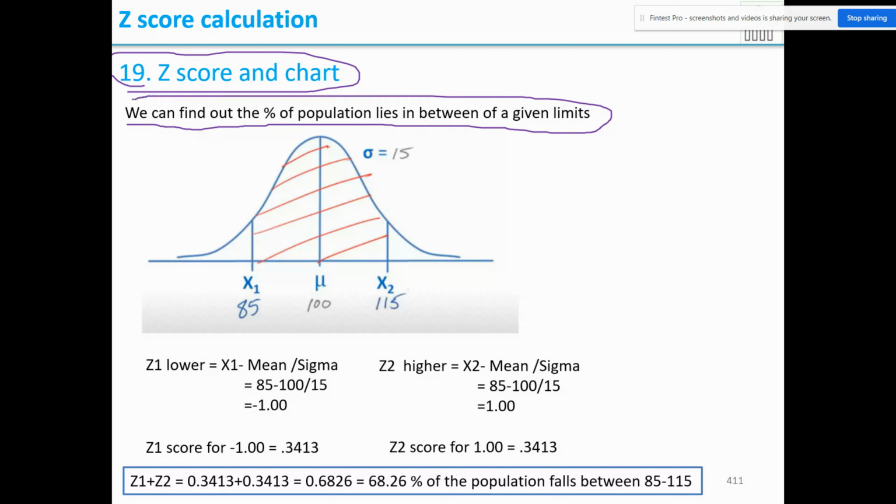So there is a z-score chart. By using this method, we can find out how much percentage of the population lies between a given set of numbers, or within LSL and USL. Let us see an example.